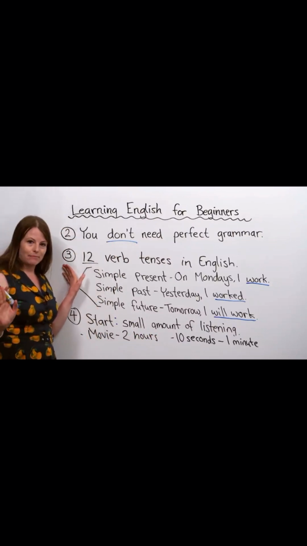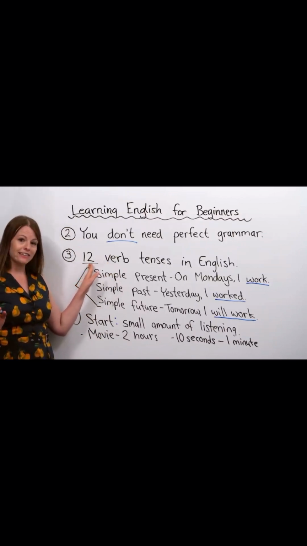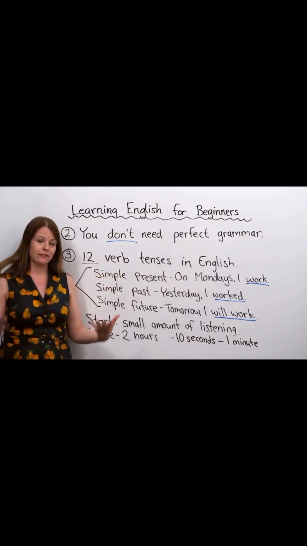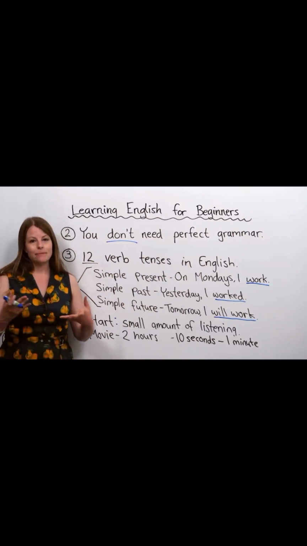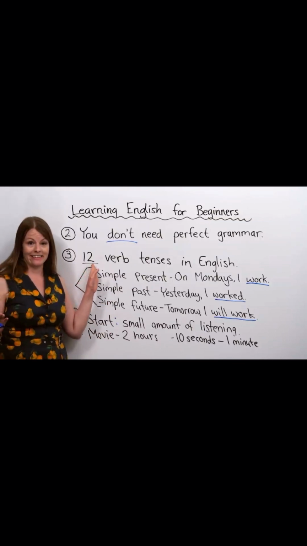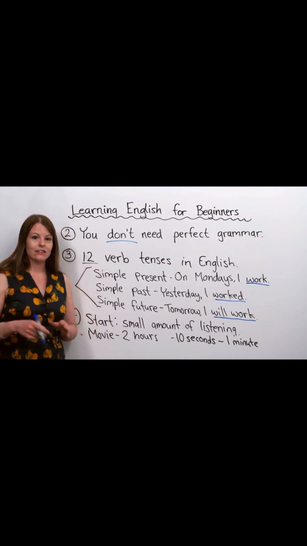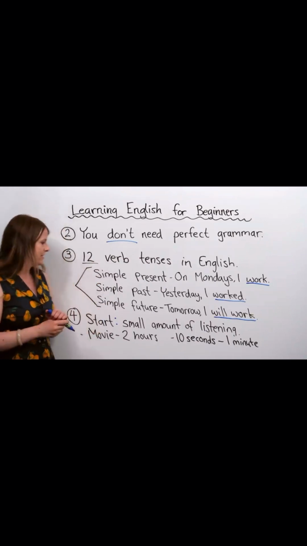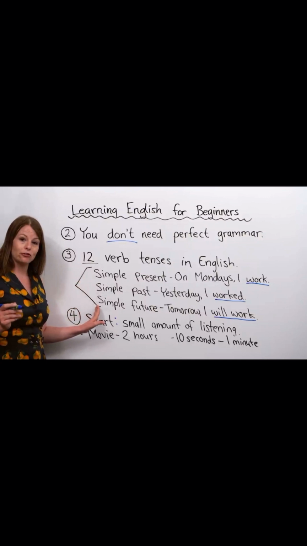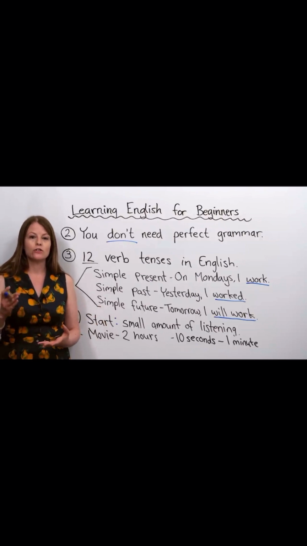My third tip. In English, there are 12 different verb tenses. Many students find it difficult to learn the 12 verb tenses. When you start learning English, at the beginning, the 3 most important tenses are the simple present, the simple past, and the simple future. These 3 verb tenses are the tenses you should learn first.